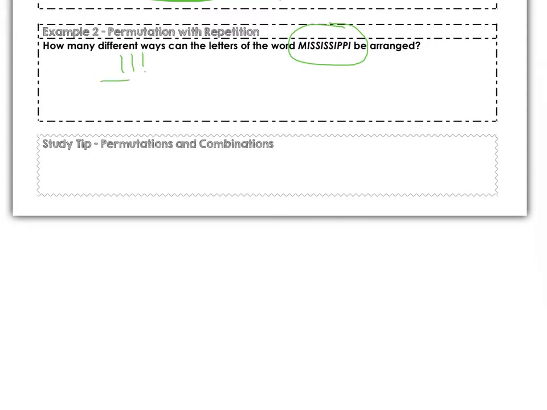So in the top, I have 11 factorial. And what I'm going to put in the bottom is my repeat offenders. So first off, the letter I. He repeats himself 1, 2, 3, 4 times. So I'm going to place 4 factorial in the bottom for I. The next letter to repeat himself is S. S also repeats himself 4 times, so I'm also going to place a 4 factorial.